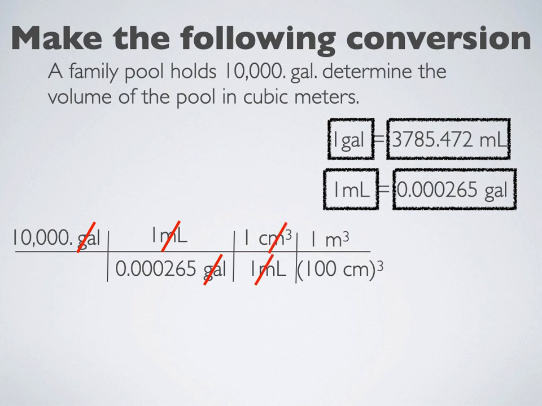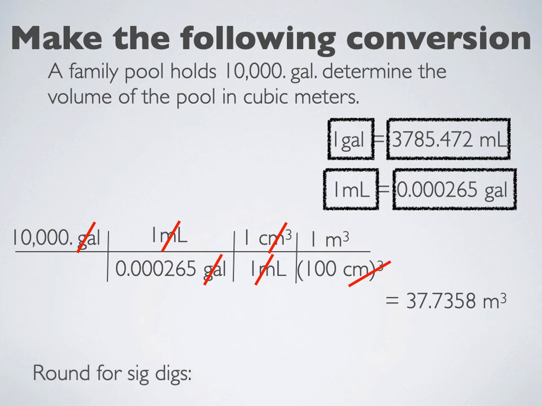Milliliters cancel, centimeters cubed are going to cancel, and then multiply across the top, divide across the bottom. Again, 10,000 divided by 0.000265, divided by 100, divided by 100, divided by 100. Make sure you hit divided by 3 times. Or you could just say, divided by 100,000. Okay? So that's what you get for your answer.